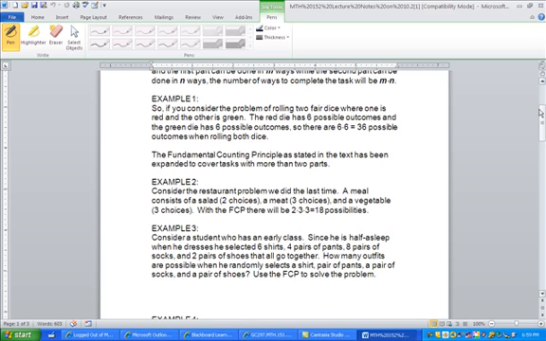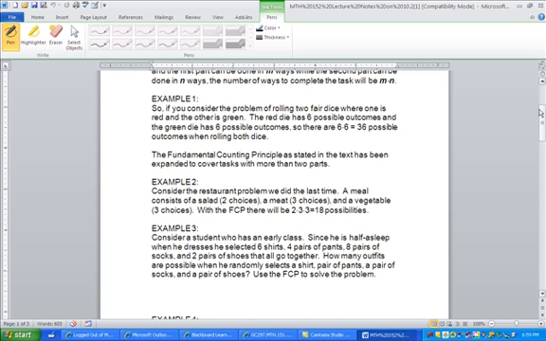Okay, example 2. Consider the restaurant problem we did last time in 10.1. A meal consists of a salad, which had 2 choices, meat, where we had 3 choices, and a vegetable, where we had 3 choices. With the fundamental counting principle, we'll have 2 times 3 times 3, or 18 possibilities, which is what we got when we made the tree. Remember, it was kind of hard to squeeze it in. I had to move one section over to the right in order to fit it all in. But in the end, when I counted all the possibilities, I got 18. So as you can see, it's a lot quicker to apply the fundamental counting principle.